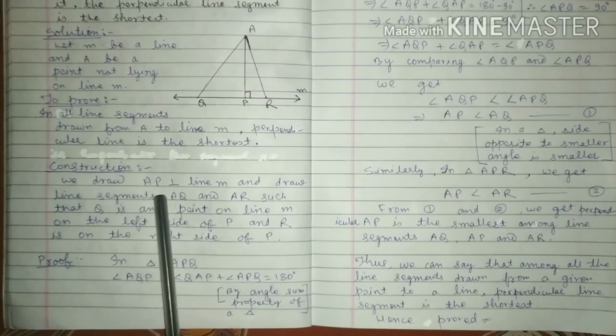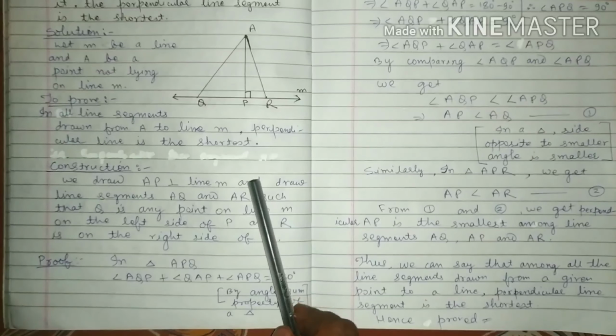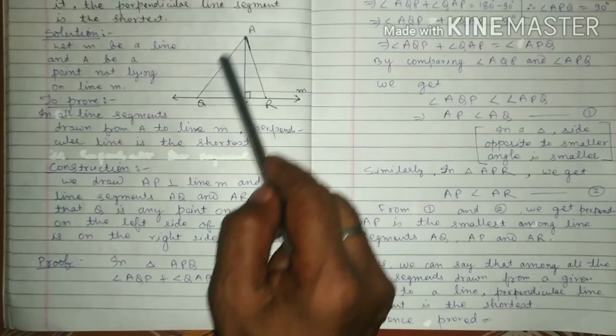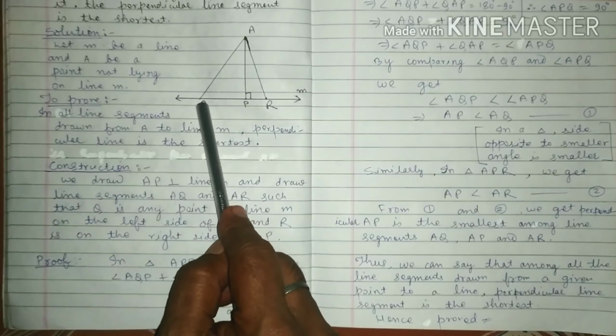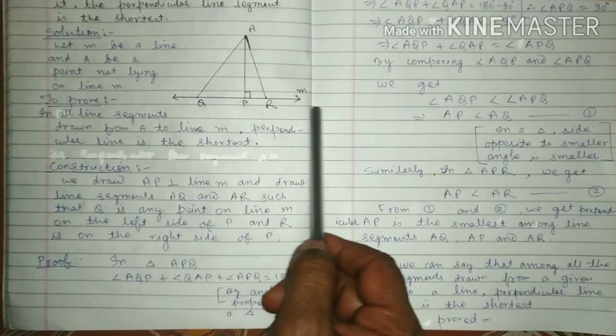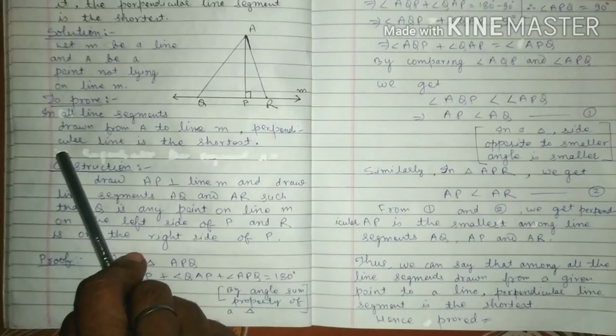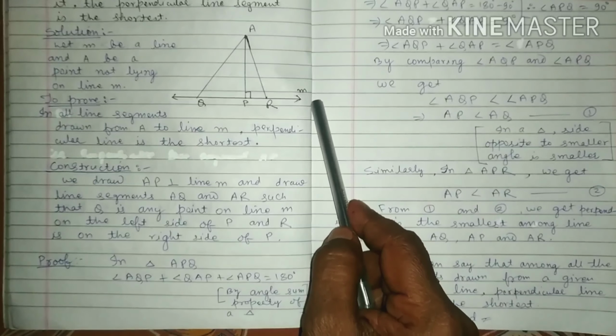Construction. We draw AP perpendicular to line M and draw line segments AQ and AR such that Q is any point on the line M on the left side of P and R is on the right side of P.